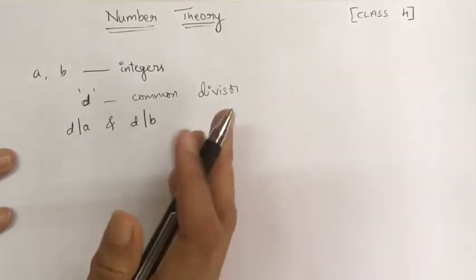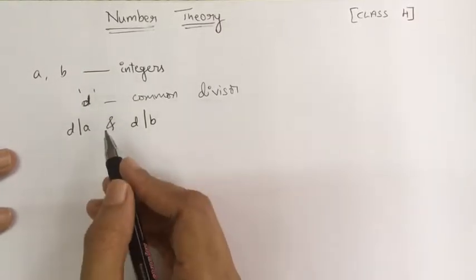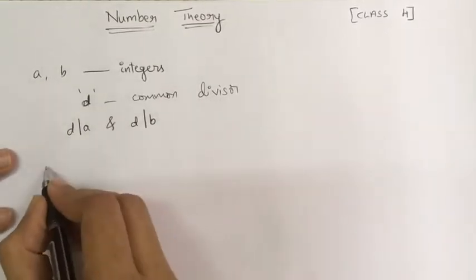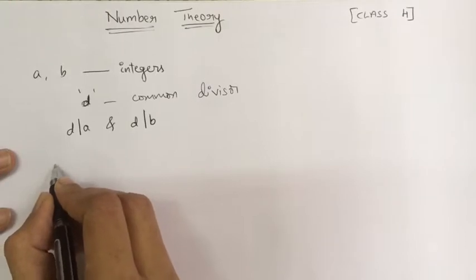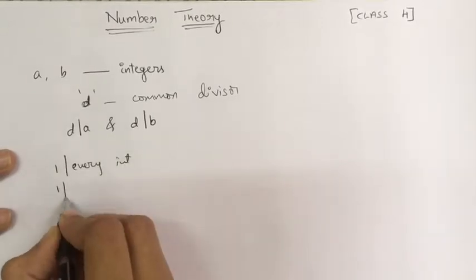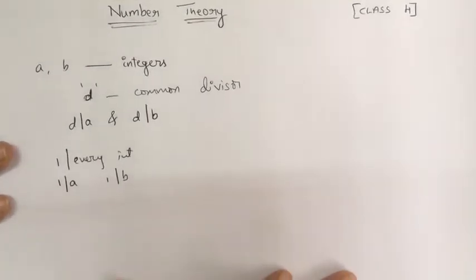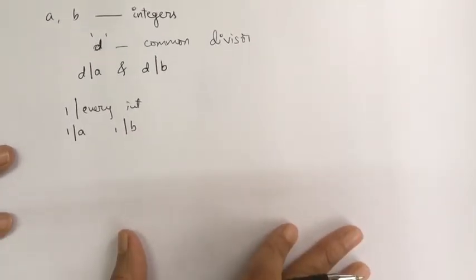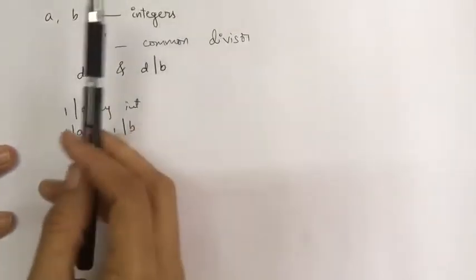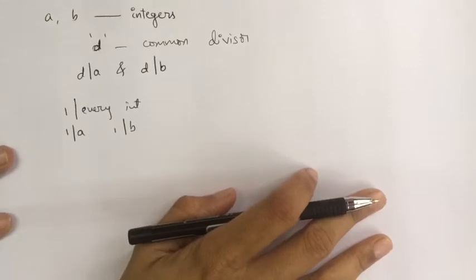Because 1 is a divisor of every integer, I can say 1 is a common divisor of A and B. I know this. 1 is a divisor of every integer, so I can say 1 divides A, 1 divides B. Therefore, I can say 1 is a common divisor of A and B. So I can say the set of common divisors is non-empty. For any two integers, the set of common divisors is non-empty.